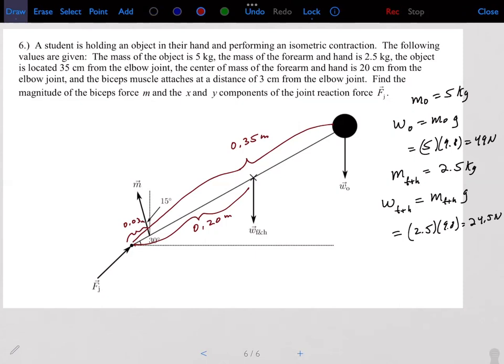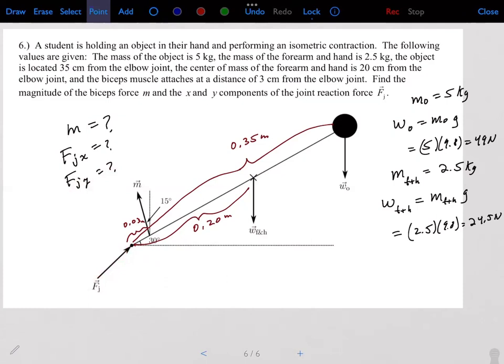And what we want to do is find the magnitude of that muscle force. So we want to find this M here. We're calling the muscle force M, looking for that. And then we're also looking for the X and Y components of the joint reaction force. So again, we want FJX and FJY, where this is FJ right here, right? We're assuming the X component is positive and the Y component is positive to start, and if we get negatives, then we know that this might be going a different way.